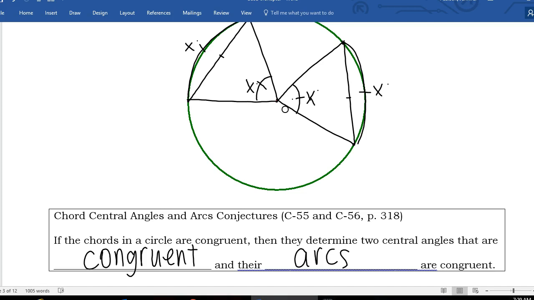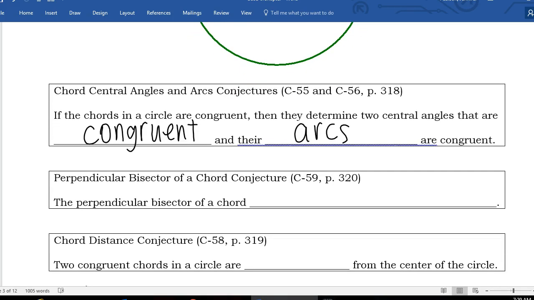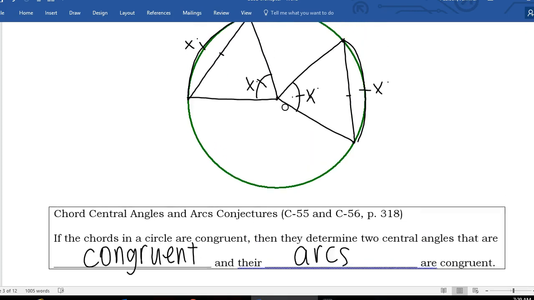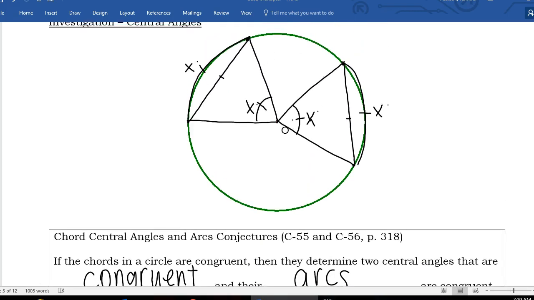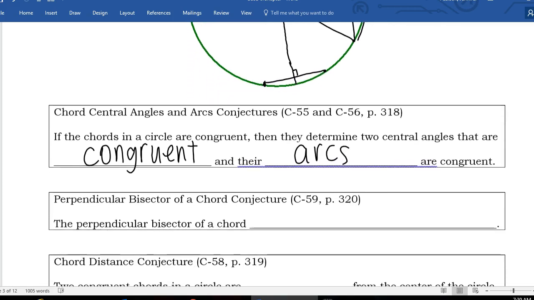My next statement reads, the perpendicular bisector of a chord blank. So I'm going to draw a different chord, and then I'm going to draw the perpendicular bisector. So remember, bisector means it goes right in the middle, and perpendicular, it should be 90 degrees. So if I keep this going, it should always, always, always hit the very center of the circle. The perpendicular bisector of a chord passes through the center of the circle.